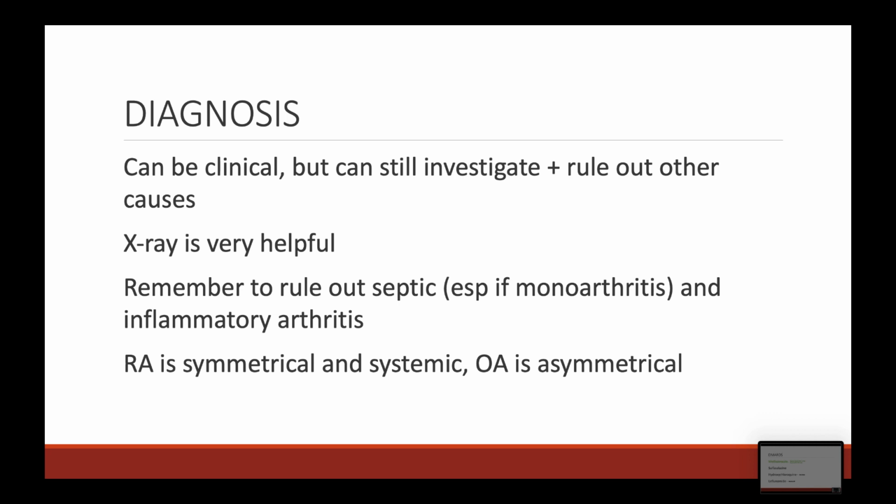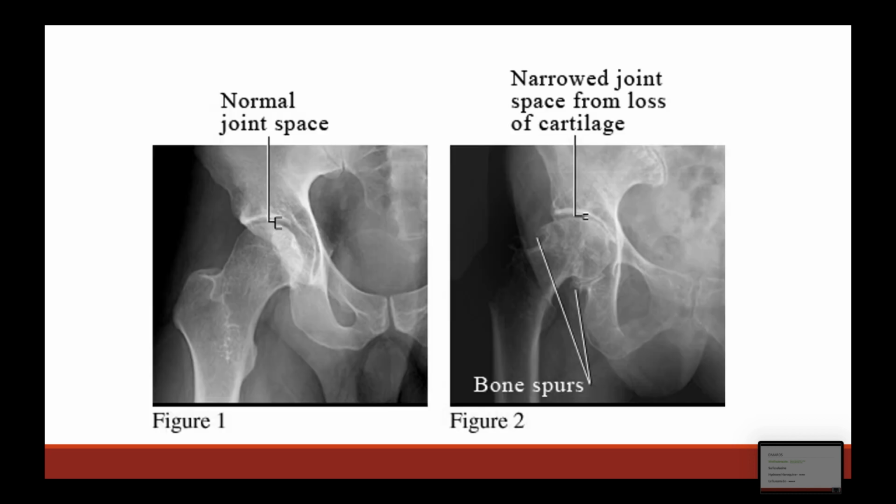In comparison to rheumatoid arthritis, which is symmetrical and may have systemic features, OA is asymmetrical. So here, showing signs of OA, you can see on figure 1 a normal joint space, and in figure 2, you can see that there are bony spurs, as well as narrowed joint space from the loss of cartilage, which is characteristic of osteoarthritis.